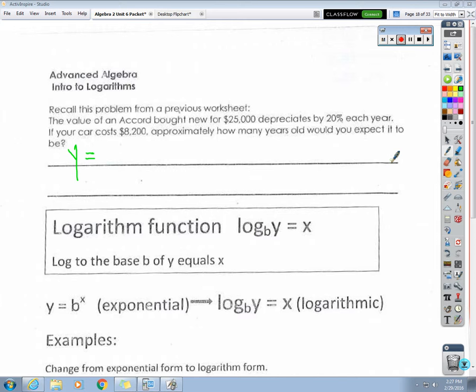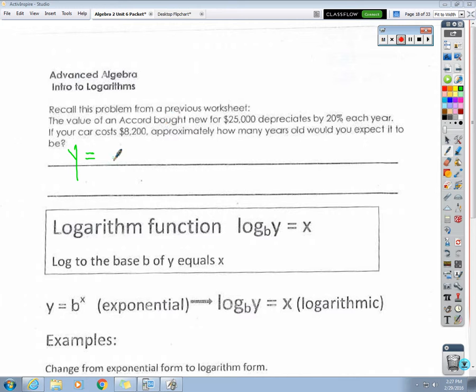Okay, recall this problem from a previous worksheet. The value of an Accord bought new for $25,000 depreciates by 20% each year. If your car costs $8,200, approximately how many years old would you expect it to be? Do y'all remember that problem from last Thursday's worksheet?